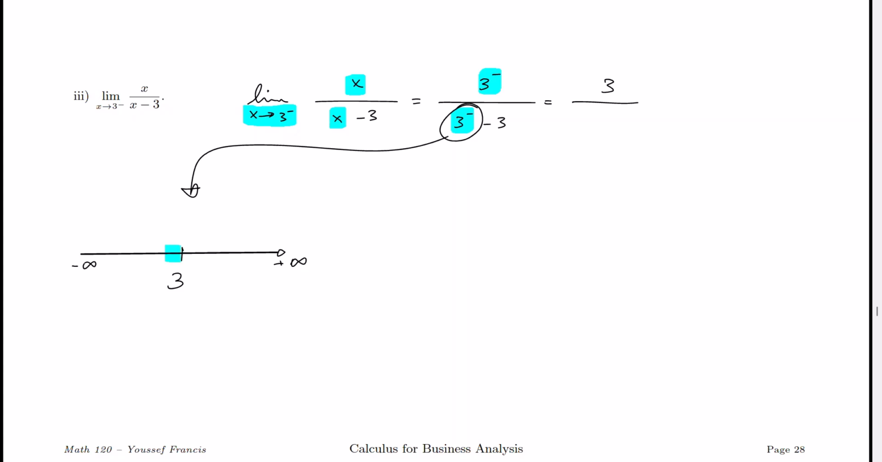3 minus is slightly smaller than 3. So think of numbers like 2.9999, or think of numbers like 2.98714, or think of numbers like 2.99999788123, and so on and so forth. The list goes on forever. It's a really, really big list.